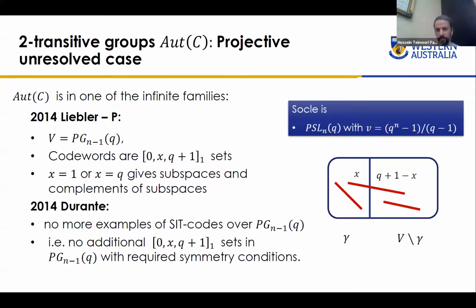More questions? Okay, so actually I also wanted to ask a question. In the linear group case, you called it the unresolved case. This sounds interesting, this 0, 1, (q+1) set. So why exactly do you call it unresolved?